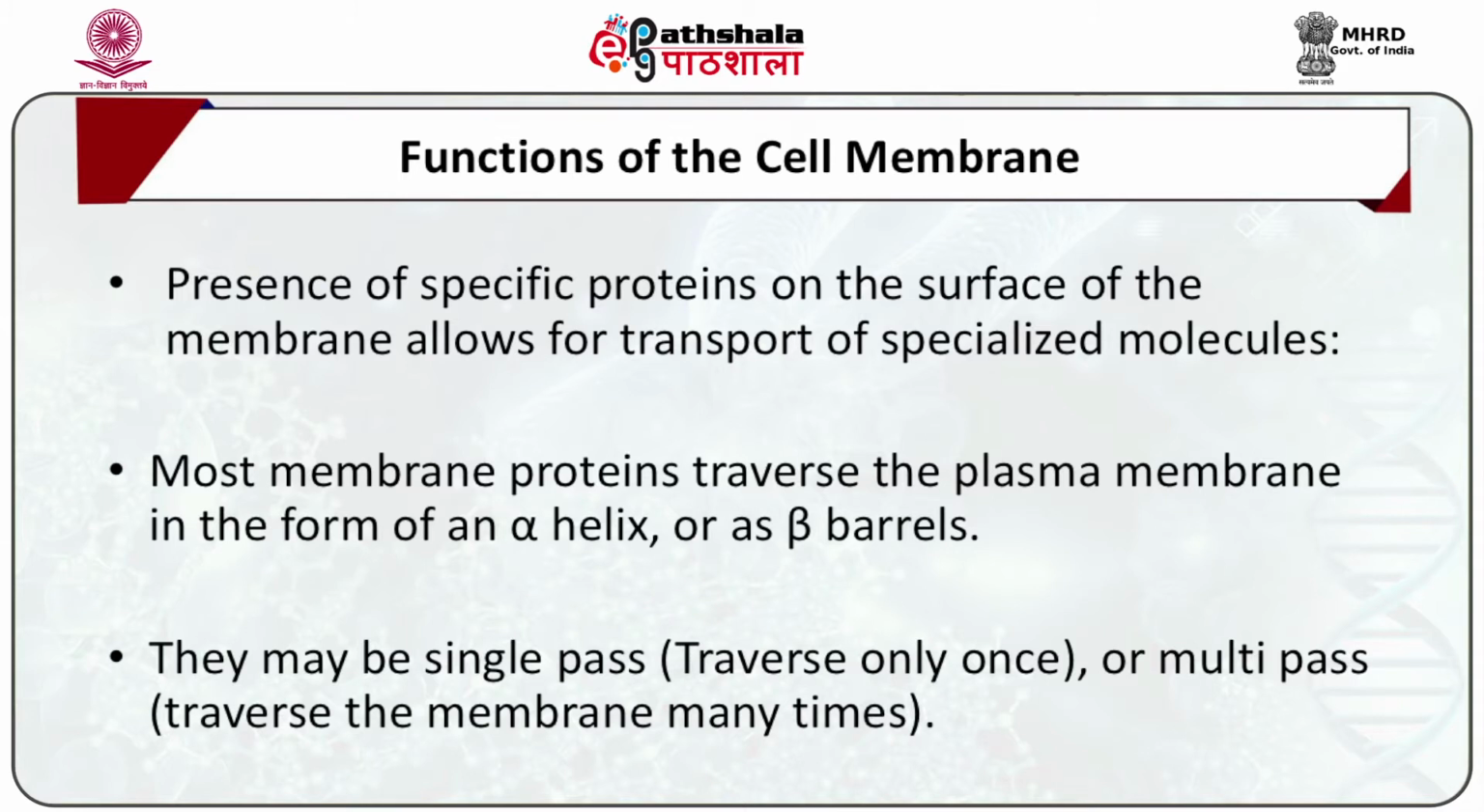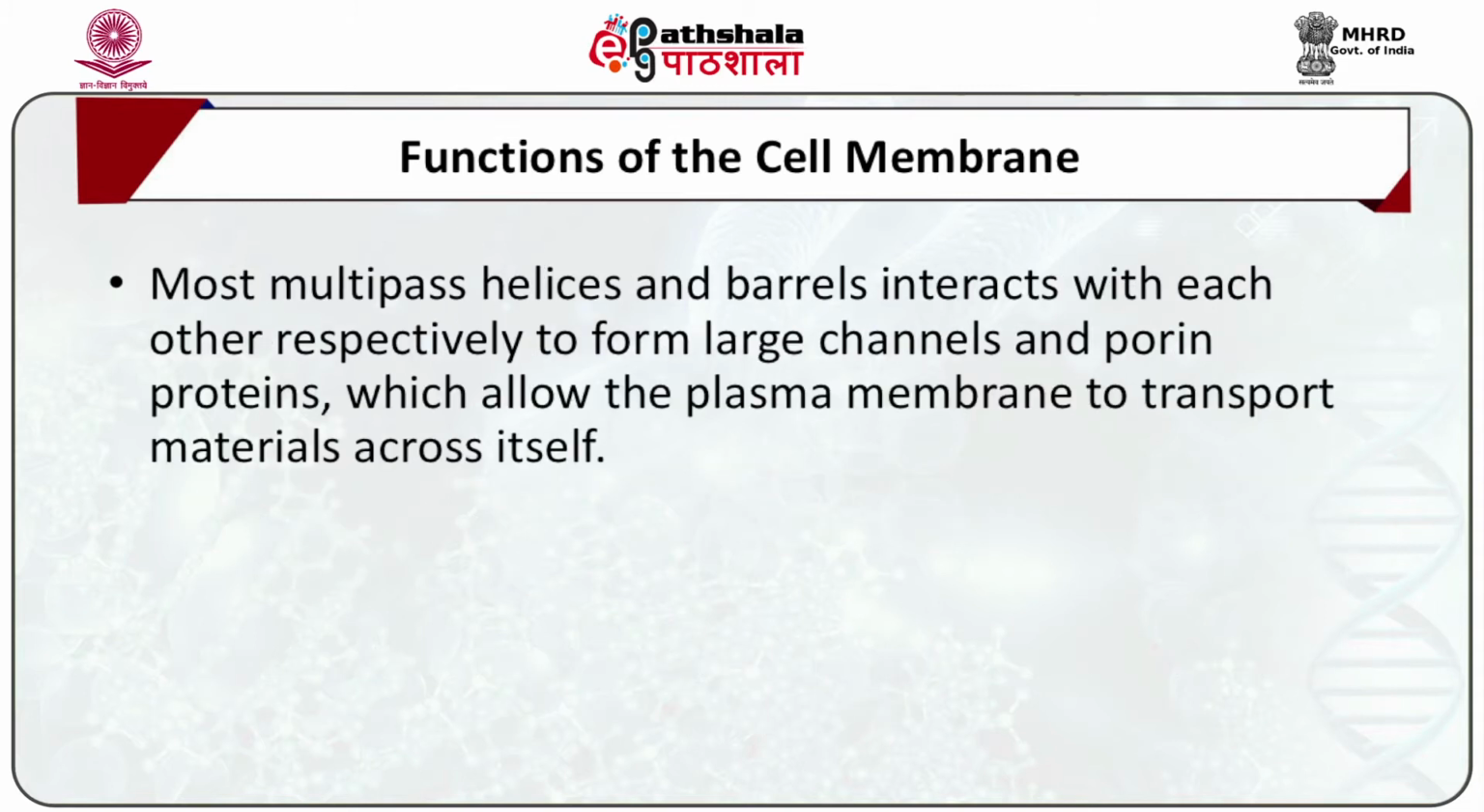Presence of specific proteins on the surface of the membrane allows for transport of specialized molecules. Most membrane proteins traverse the plasma membrane in the form of an alpha helix or as beta barrels. They may be single pass, traversing only once, or multipass, traversing the membrane many times. Most multipass helices and barrels interact with each other respectively to form large channels and porin proteins, which allow the plasma membrane to transport materials across itself.